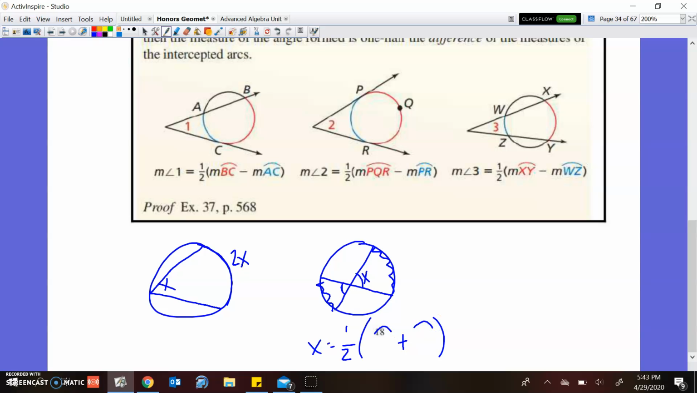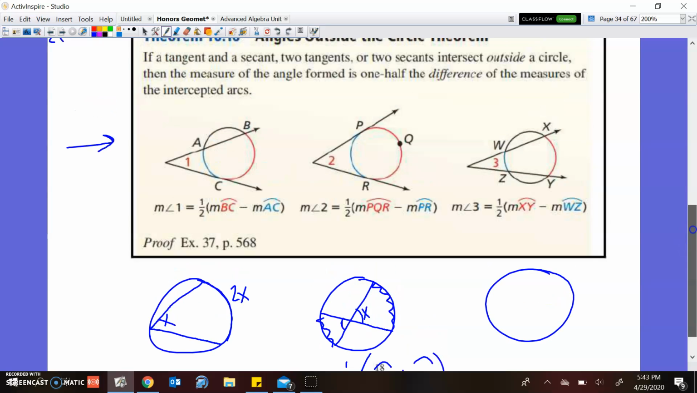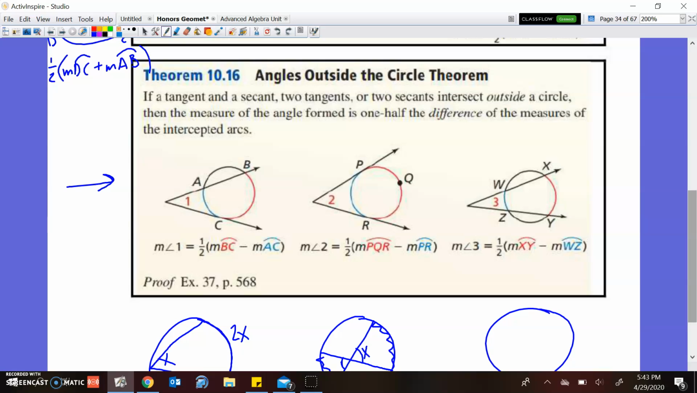Okay, now we're going to look at the third case scenario, and that's when they intersect outside of the circle. Now we can see up here that even within that, there's three ways that they can intersect. So here's what we're going to focus on. We can have a circle and a secant and a tangent. Again, notice the only thing that really matters here is they intersect outside of the circle.